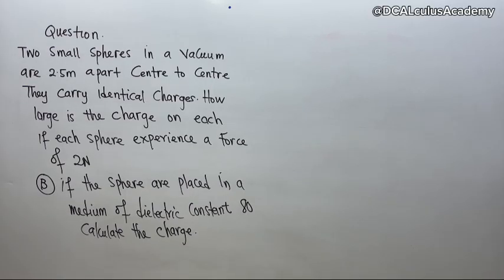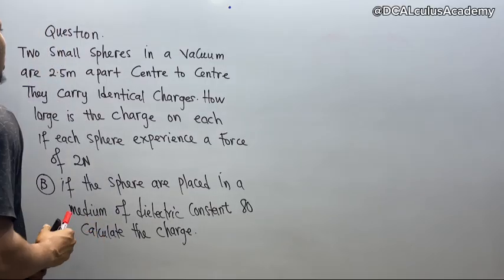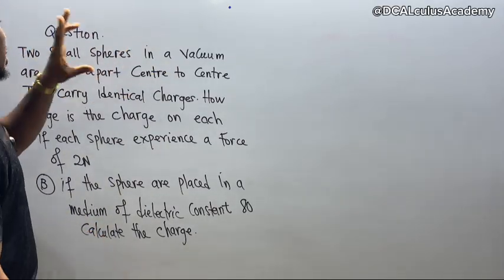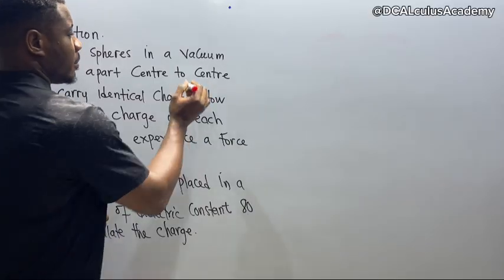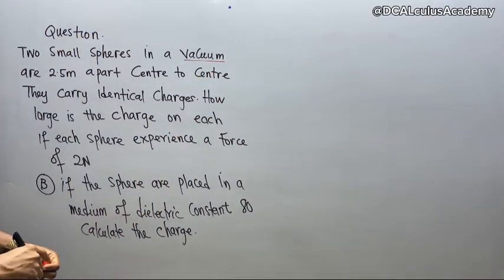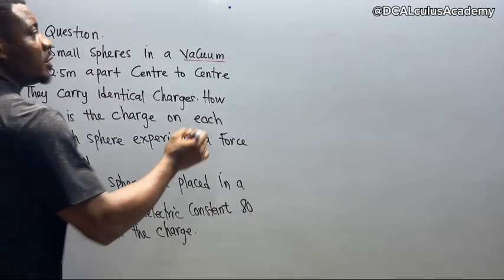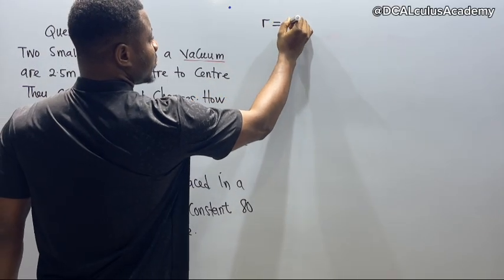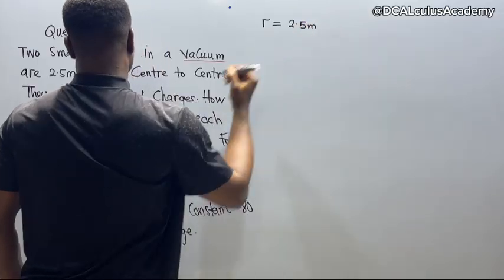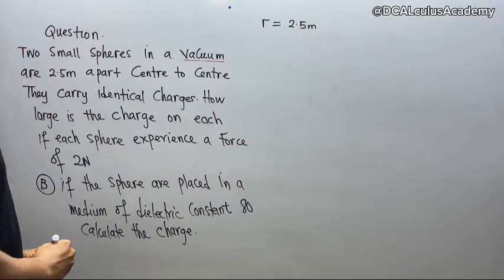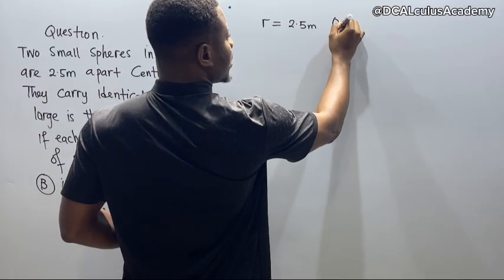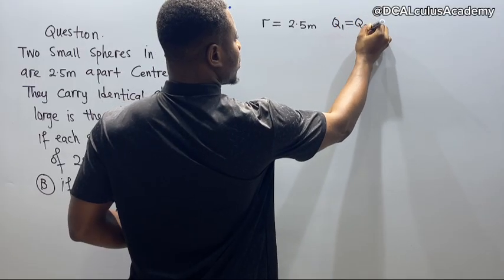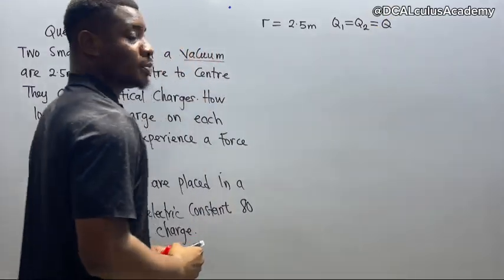All right. The question here tells us that we have two small spheres in a vacuum. So remember they said vacuum. We know what vacuum means, free space. They are 2.5 meters apart, which means that r equals 2.5 meters, center to center. They carry identical charges, which means that Q1 is equal to Q2. Let's call them Q.